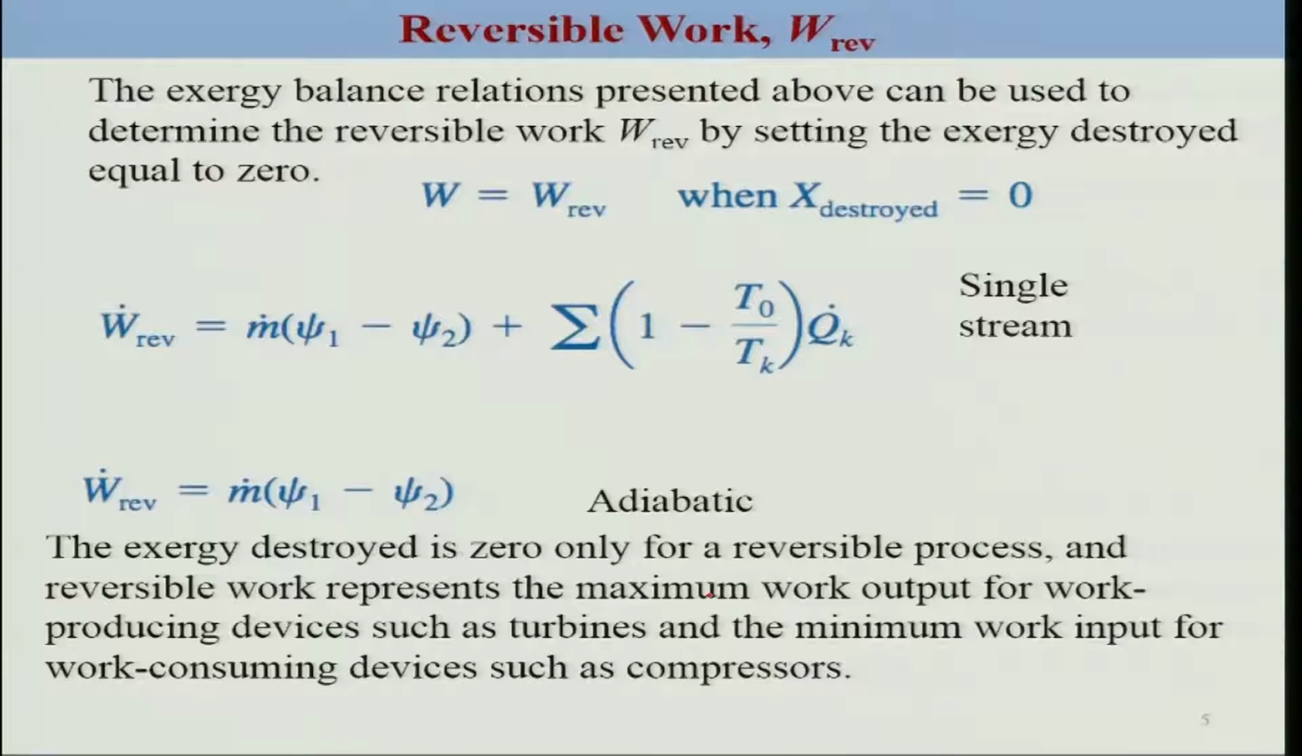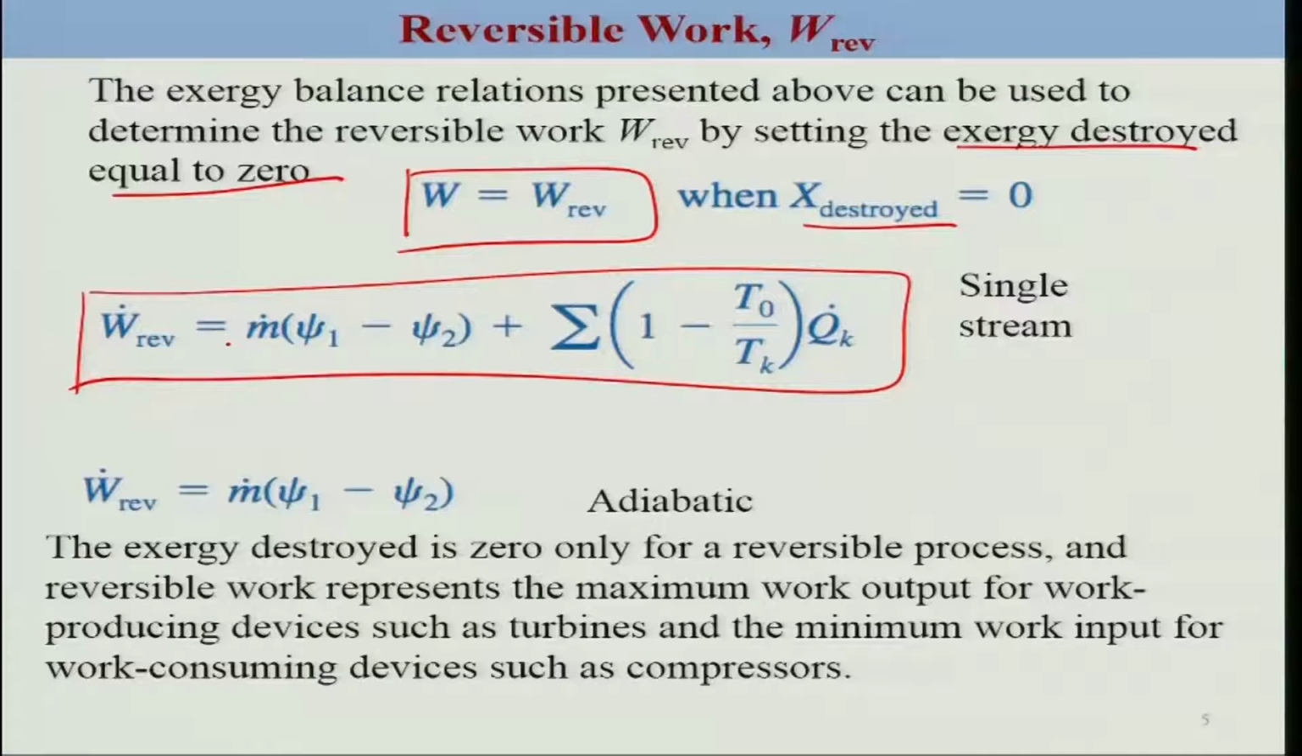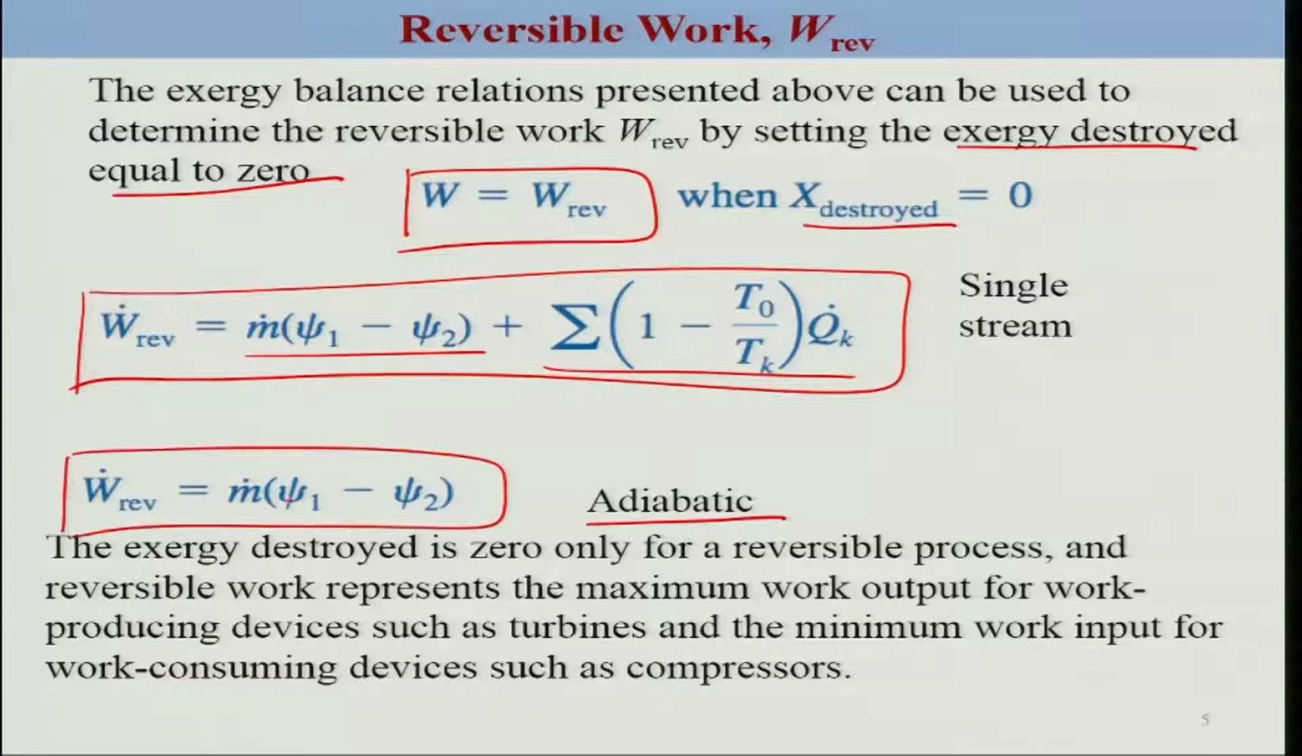Now the Exergy balance relation presented in the previous slide can be used to find out the reversible work by setting the Exergy destroyed equal to 0. So when you say X destroyed equal to 0, then the corresponding work is going to be W reversible. So you can plug this information in the previous expression for the Exergy balance for the control volume. And then it turned out that your W reversible is simply equal to the change in Exergy due to the flowing fluid plus the heat transfer contribution, okay, or the Exergy contribution due to heat transfer. For the case of adiabatic system, this is going to be simply m dot times your psi 1 minus psi 2.